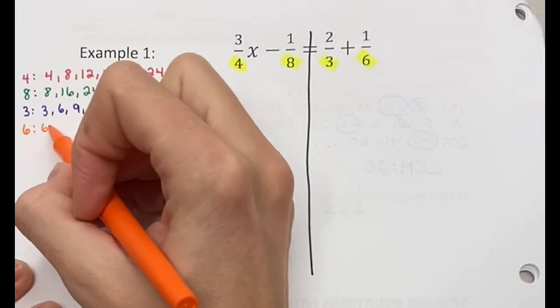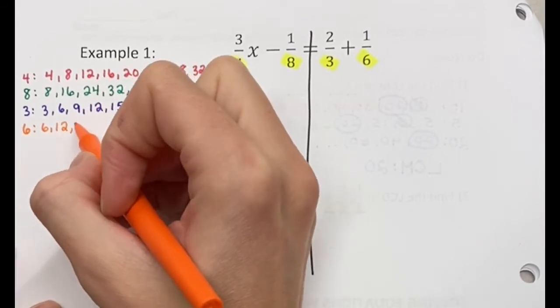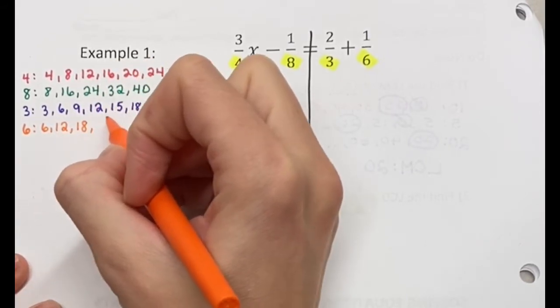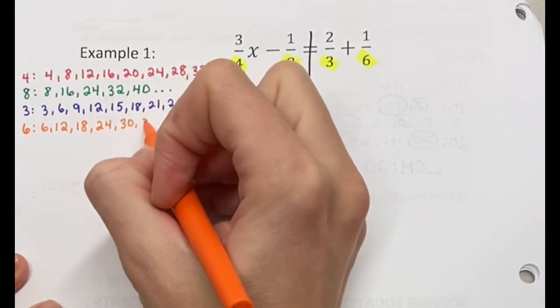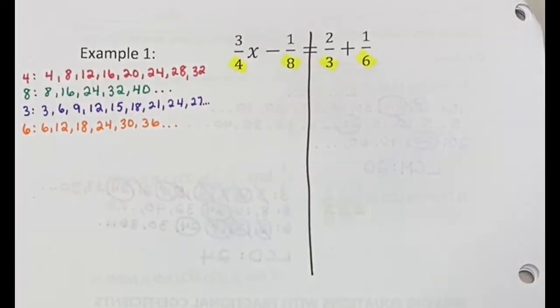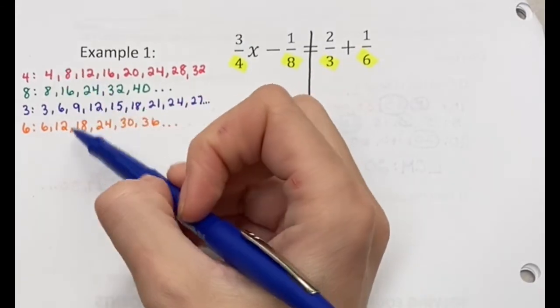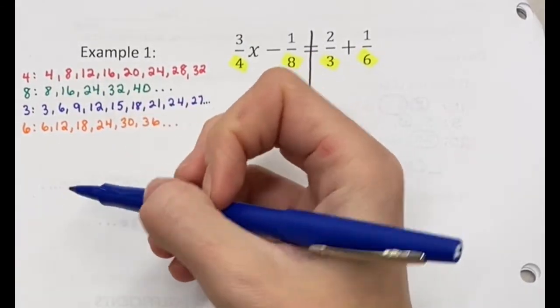So I have 6, 12, 18, 24, 30, 36, and so on. So if we look here, we need to find our least common denominator, or least common multiple of these, which will become our least common denominator.